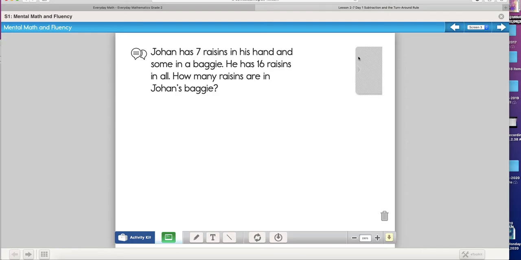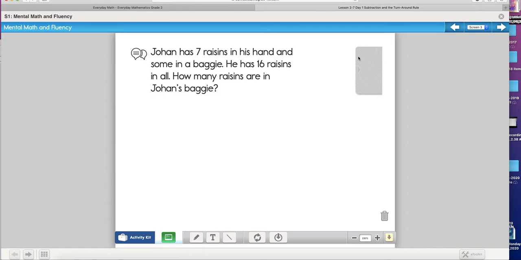Okay, if your hand was up, I thought you had an answer ready to go. Jamie? No. It's not 23. Jamie, is it asking you to tell me how many raisins he has in all? No. It's asking you to tell me how many are in his baggie. So he has 7 in his hand, and in a bag he has some. We don't know how much there is in that bag. We know he has 16 altogether, though. So we have to figure out how much is that sum of raisins that's in the bag. How many of those 16 raisins are in the bag?